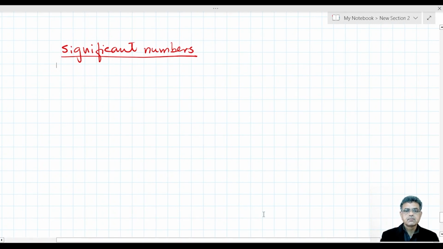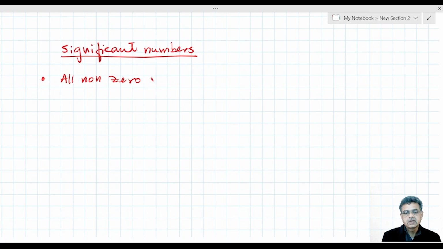Significant figures, that is the figures in a number, we consider them significant. If there are all non-zero digits in a number, then the number of digits, that is significant. So all non-zero numbers. Non-zero numbers means such numbers in which there is no zero. Then all non-zero numbers are significant.